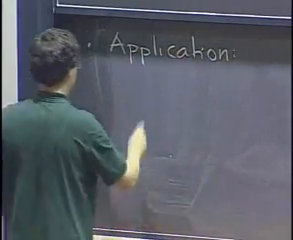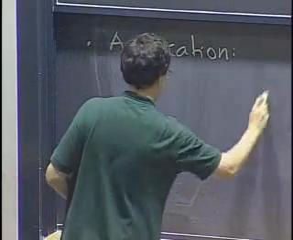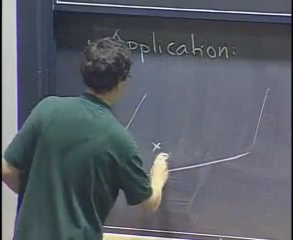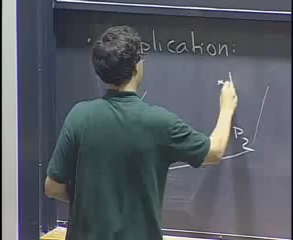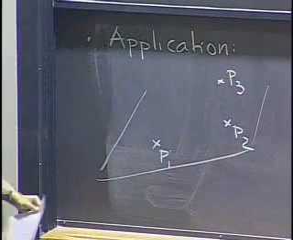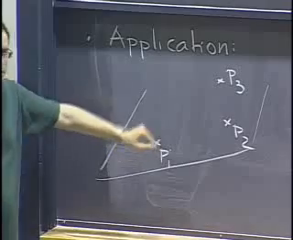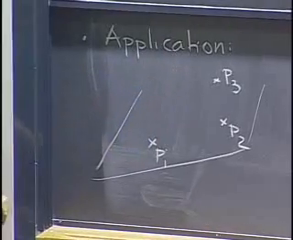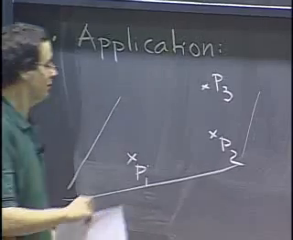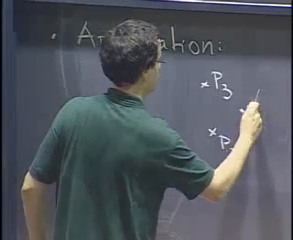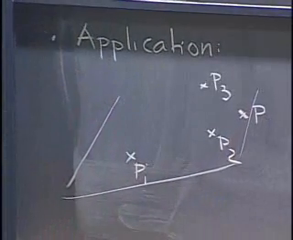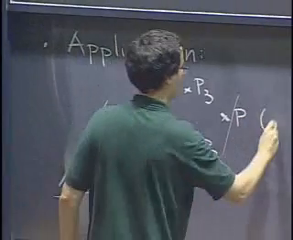So let's say that I'm given 3 points in space, and I want to find the equation of a plane that contains them. So say I have P1, P2, P3, 3 points in space. Well, they determine a plane, at least if they are not aligned. And we would like to find the equation of the plane that they determine. So that means, let's say that we have a point P in space with coordinates x, y, z.